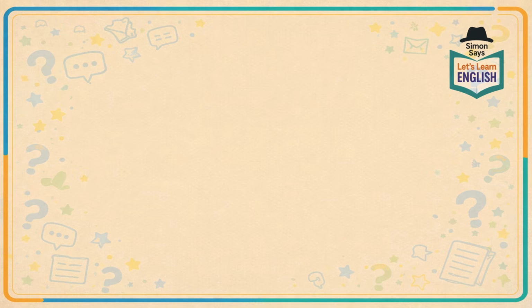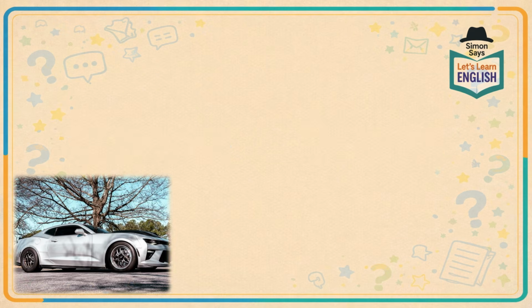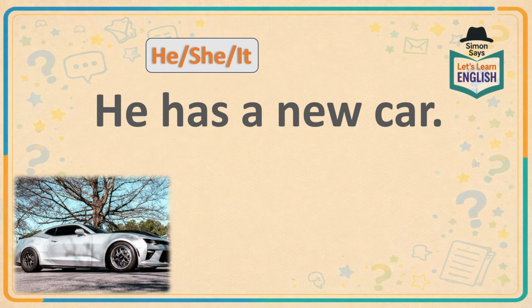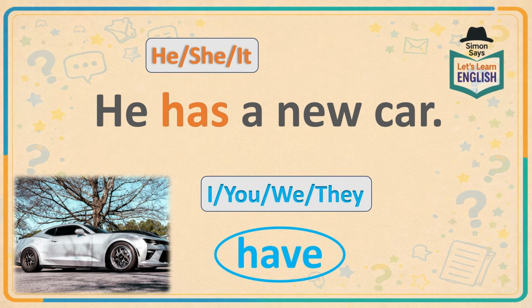Now, in this episode, you're going to learn when to use have and has correctly. Look at this example. He has a new car. Now, most of you know that he, she, and it goes with has, and I, you, we, and they goes with have. So what's the problem? Why is this a nightmare? Let's find out.